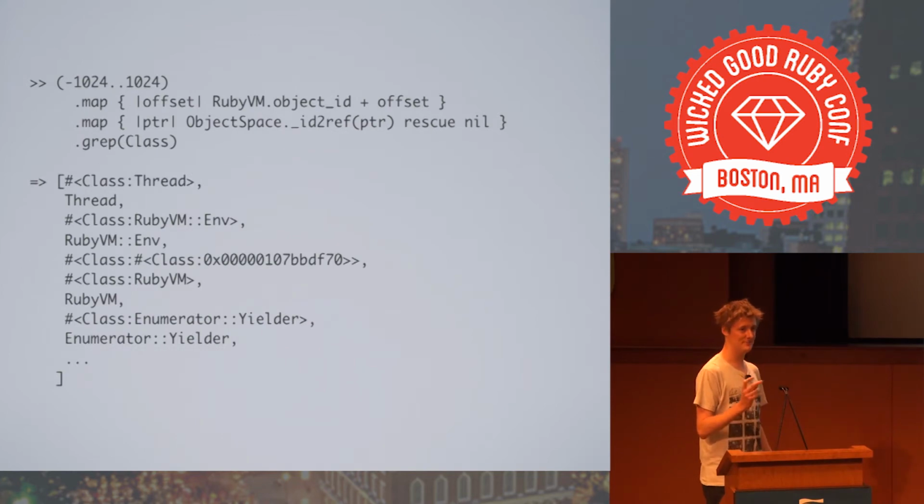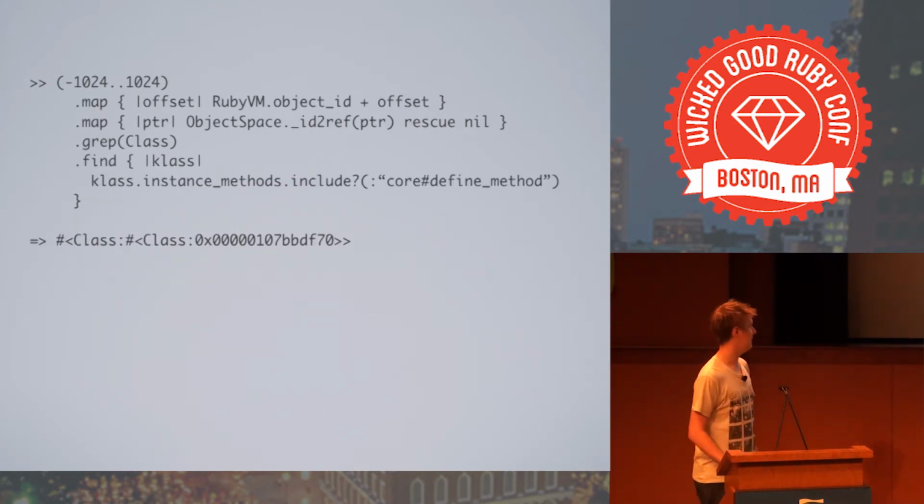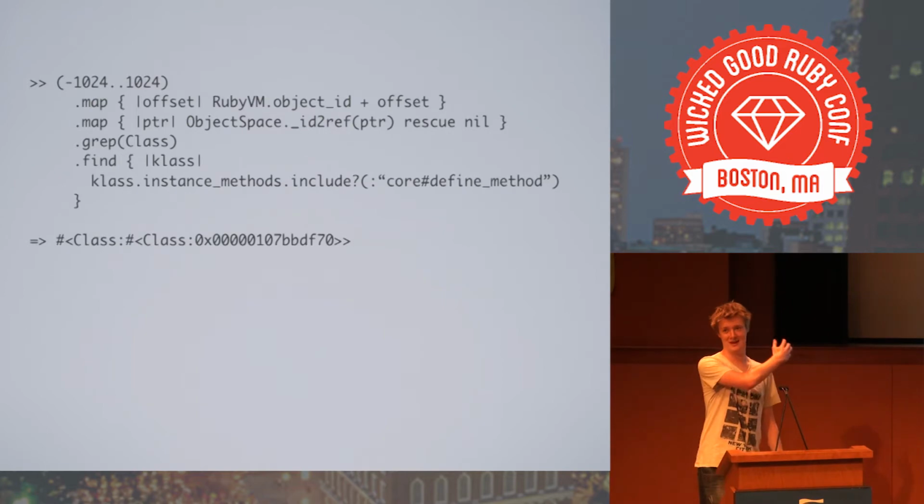And then we can search specifically for objects around that area that are classes. So we can see that there's Thread singleton class, there's RubyVM::Env, there's an Enumerator::Yielder, and then there's this interesting one which doesn't have a name. It's a singleton class of an anonymous class. And if we use find and look for a class that has an instance method defined called core#define_method, it actually turns out that this class is the class that we're hunting for.